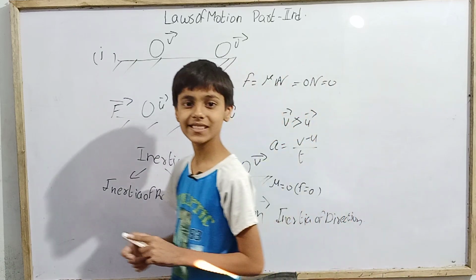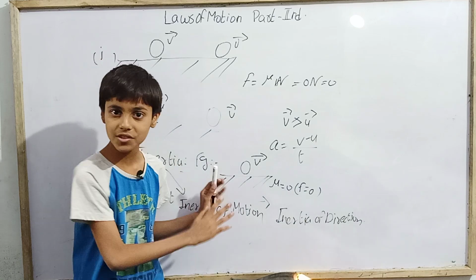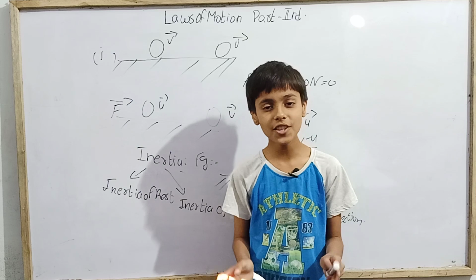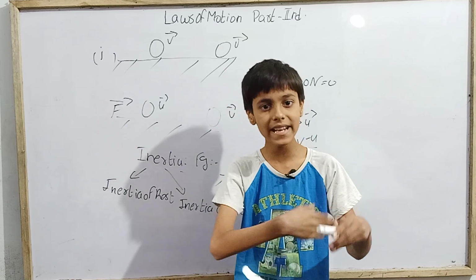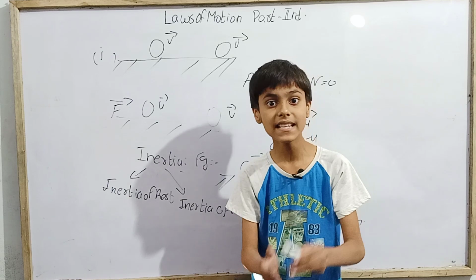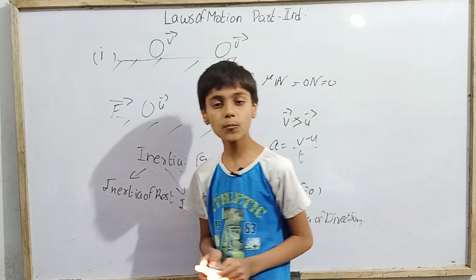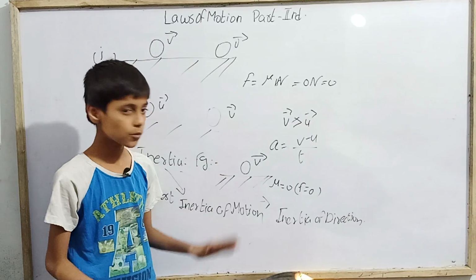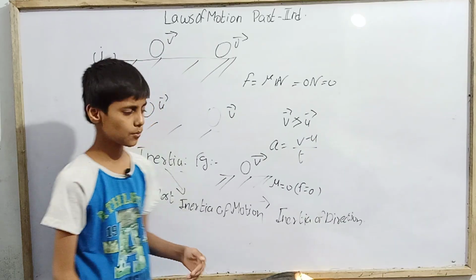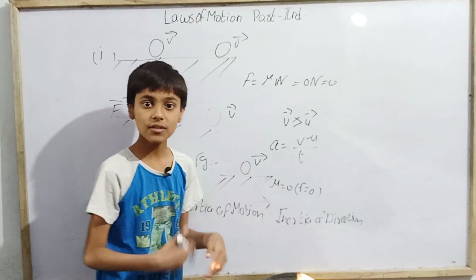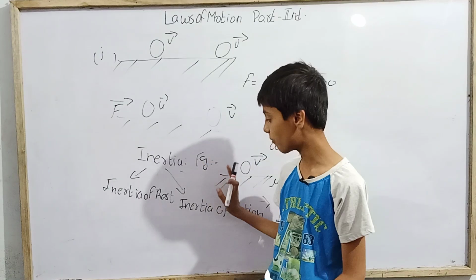If we have to define all those three inertias, inertia of rest is that property of any particle that helps it maintain itself in the state of rest. Suppose I have a block, the same particle, when I kept it in motion, it continued to stay in motion. It was opposing every change in its state. That is because of its inertia.